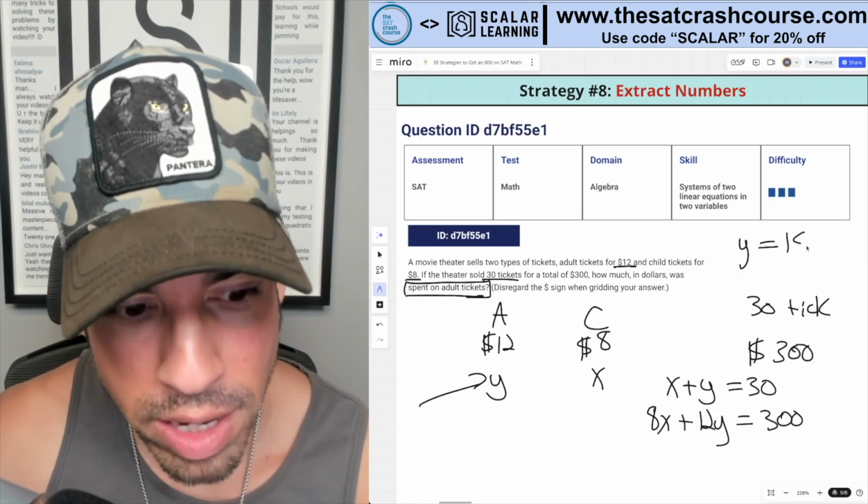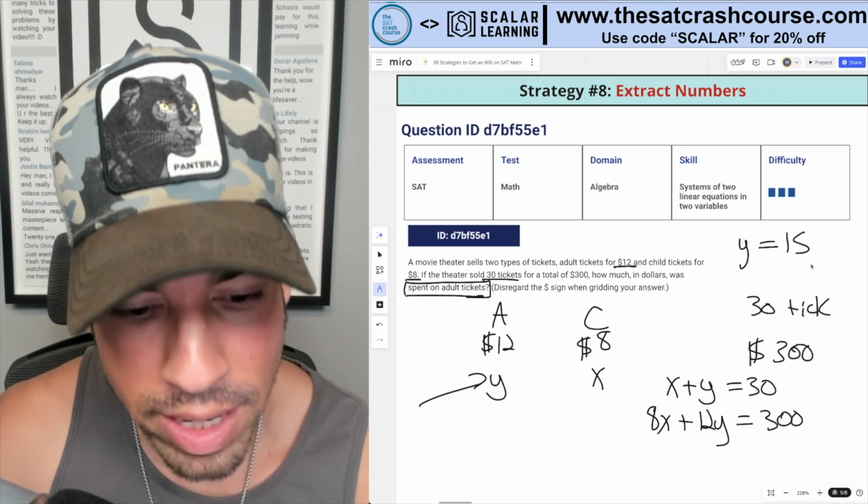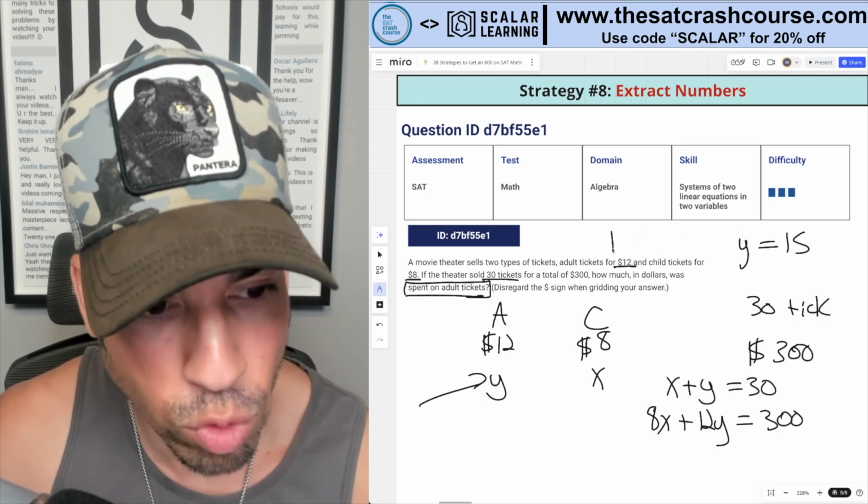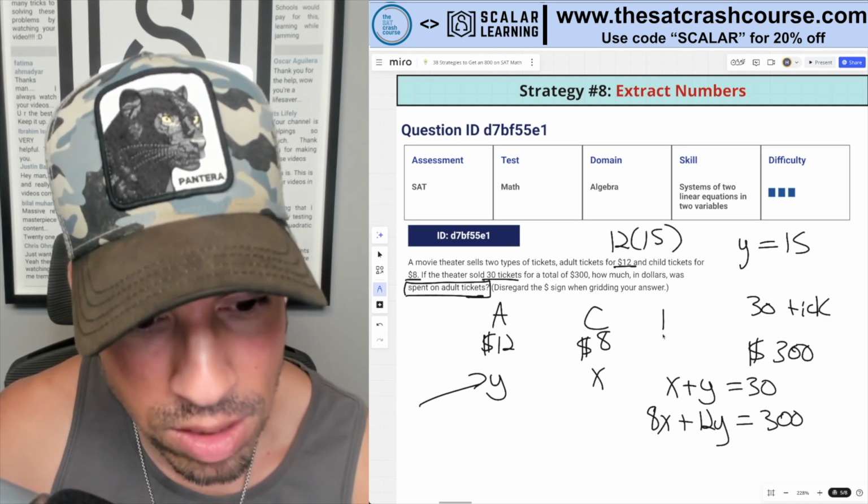So now I know that y equals 15. Again, we're not trying to get the y itself. We're trying to get 12 times y. So 12 times 15, I'll do that mentally, is 180.